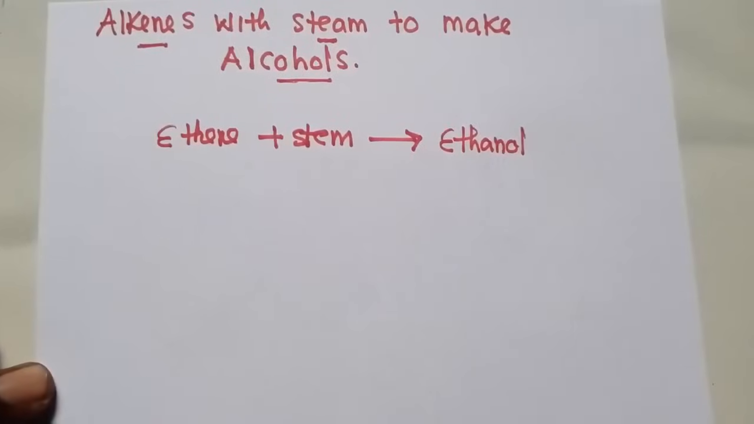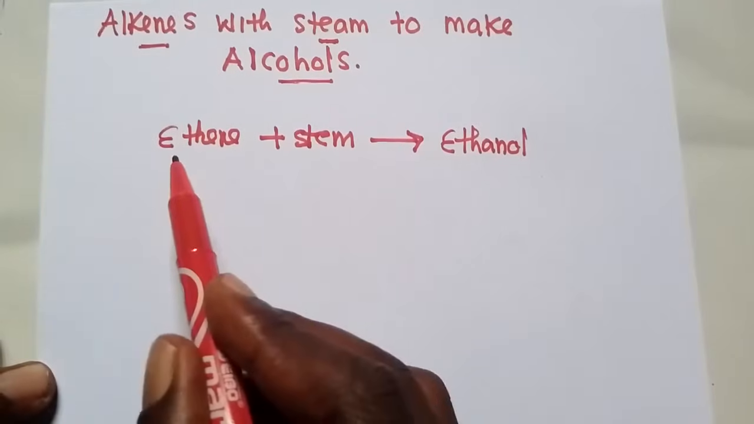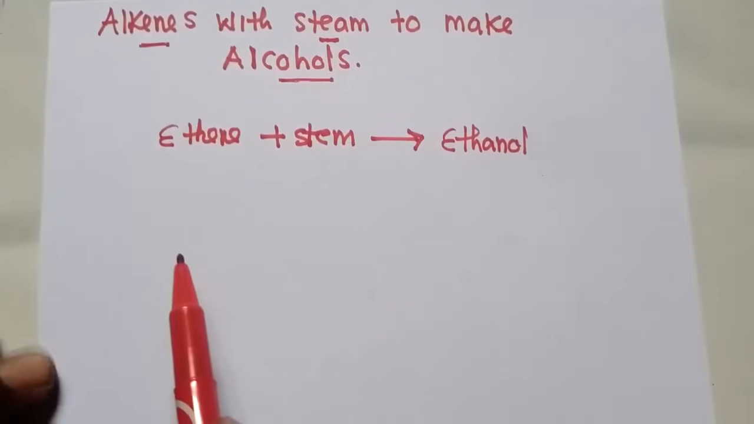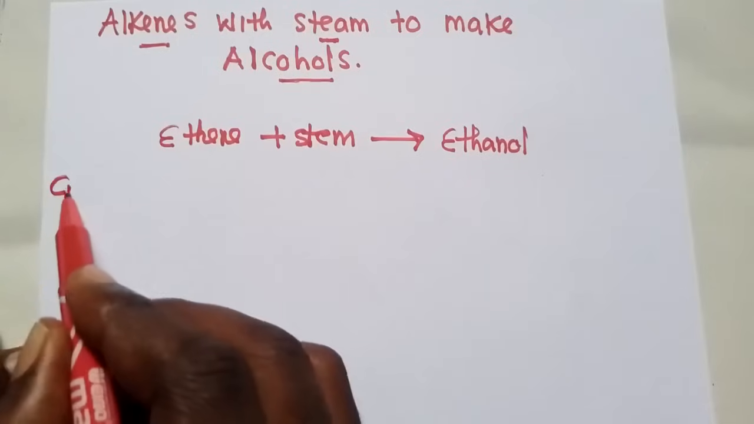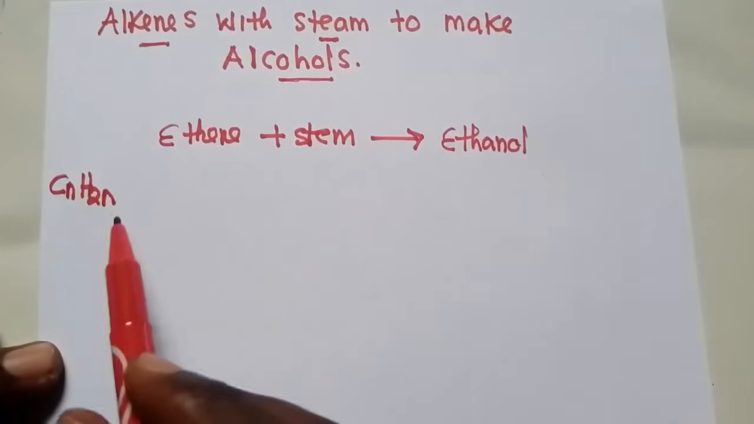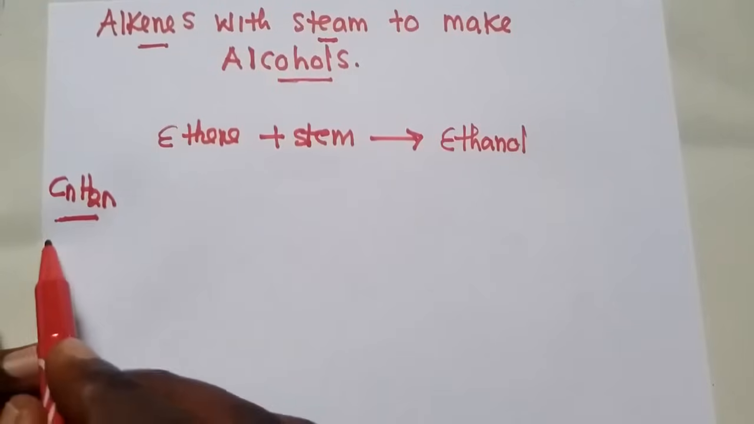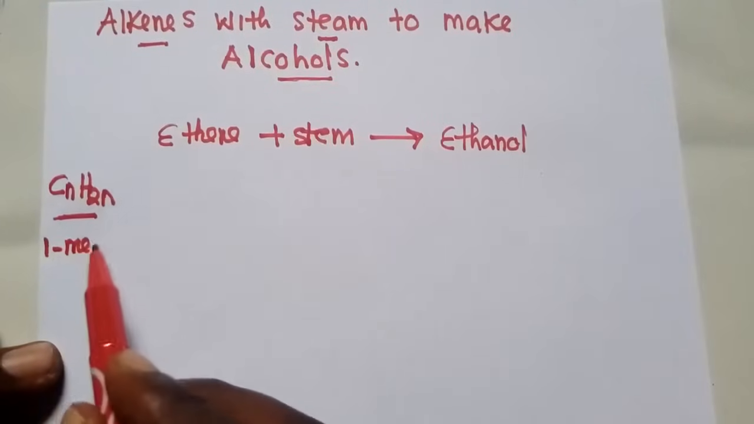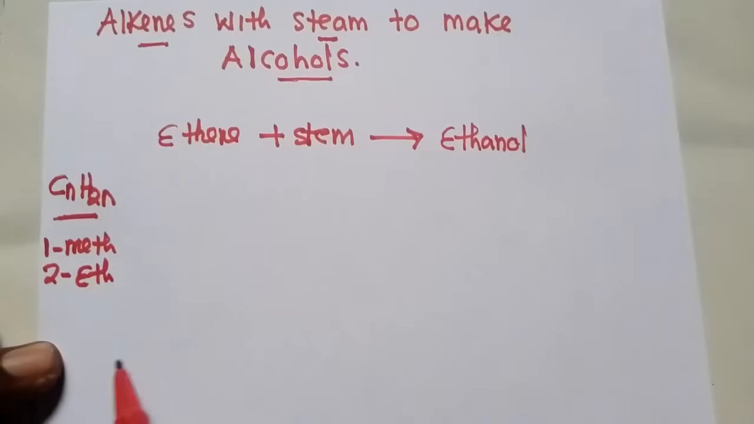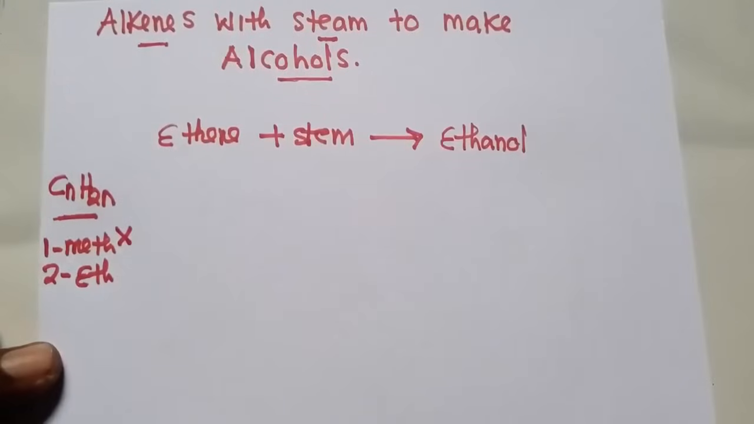So now, how do we write ethene? You know that whenever we are talking about alkenes, alkenes have their specific general formula, which is CnH2n. This is their specific general formula. The same numbering I told you: one is meth, two is eth. This will also apply here. But one doesn't exist amongst the alkenes.